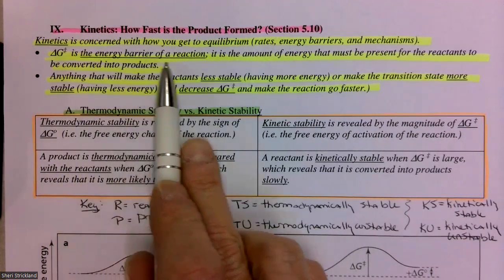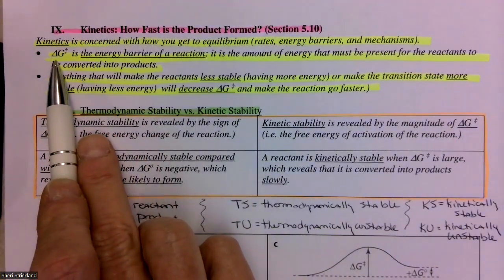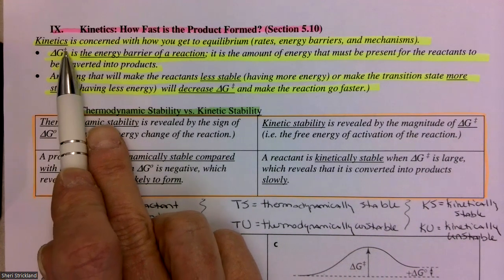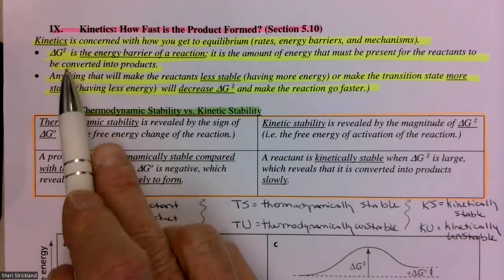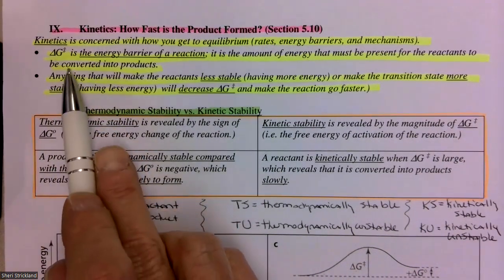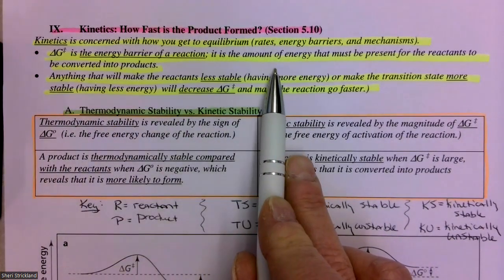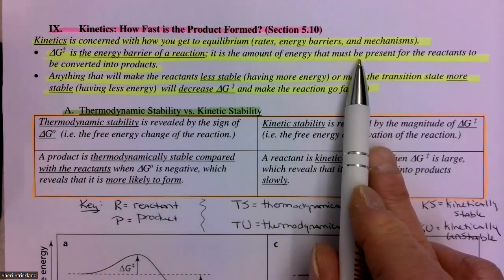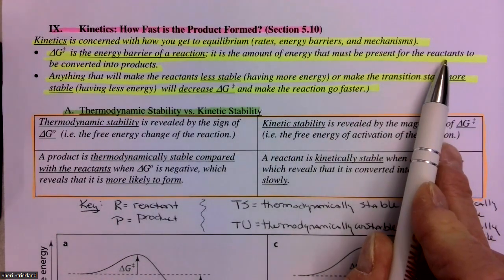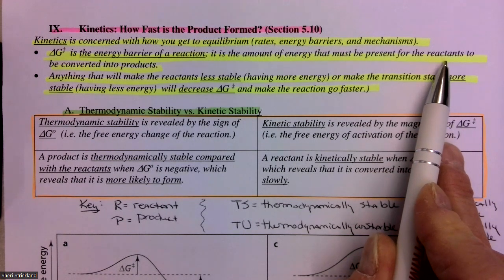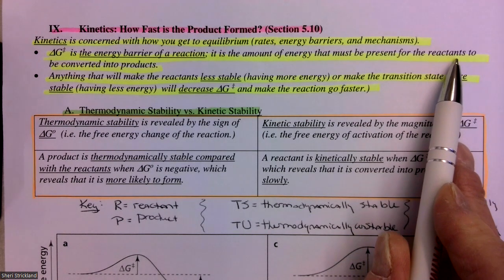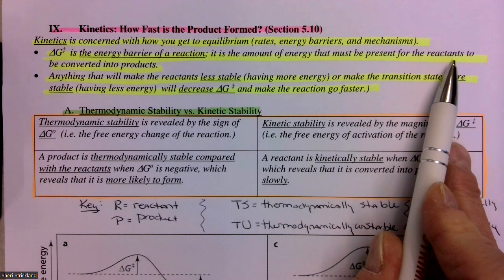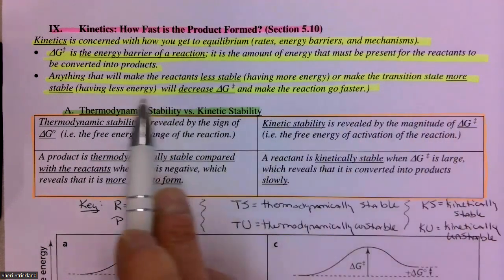Now, the energy barrier of a reaction is also called the free energy barrier, and you can see it's got that delta G, but it's got this little superscripted double plus sign. So it's the amount of energy that must be present for the reactants to be converted into products. Because before you can convert almost every reactant, you have bonds to break, and it takes energy to break bonds. So you have to get that energy together, whether it's from the reaction being heated or the energy just in the environment.